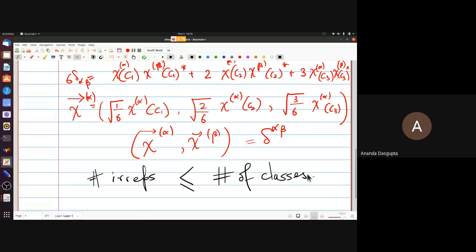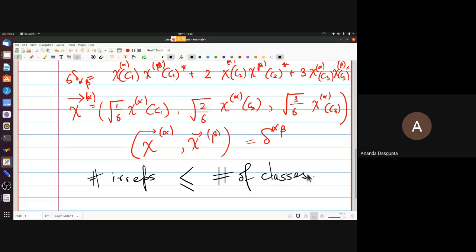Right? Because all you have said is corresponding to each irrep, you have an orthogonal vector, and the dimension of the space is nothing but the number of classes. So you cannot have more than the number of classes. So things get even more restricted. Our S3 had 6 elements, but only 3 classes. So it can have only 3 irreps, no more than that.